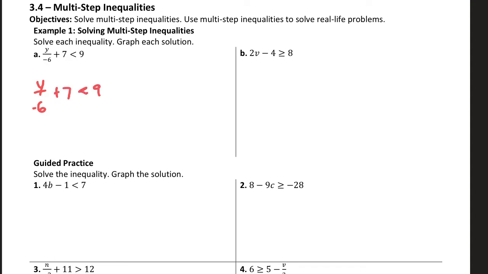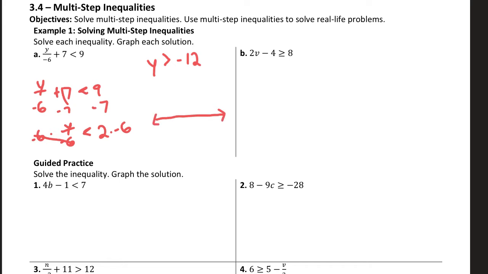To solve that, I've got two steps. The first step, subtract 7 from both sides. So y over negative 6 is less than 2. Then to finish it, I would multiply both sides by negative 6. So in the end, I would get a solution of y is greater than negative 12.